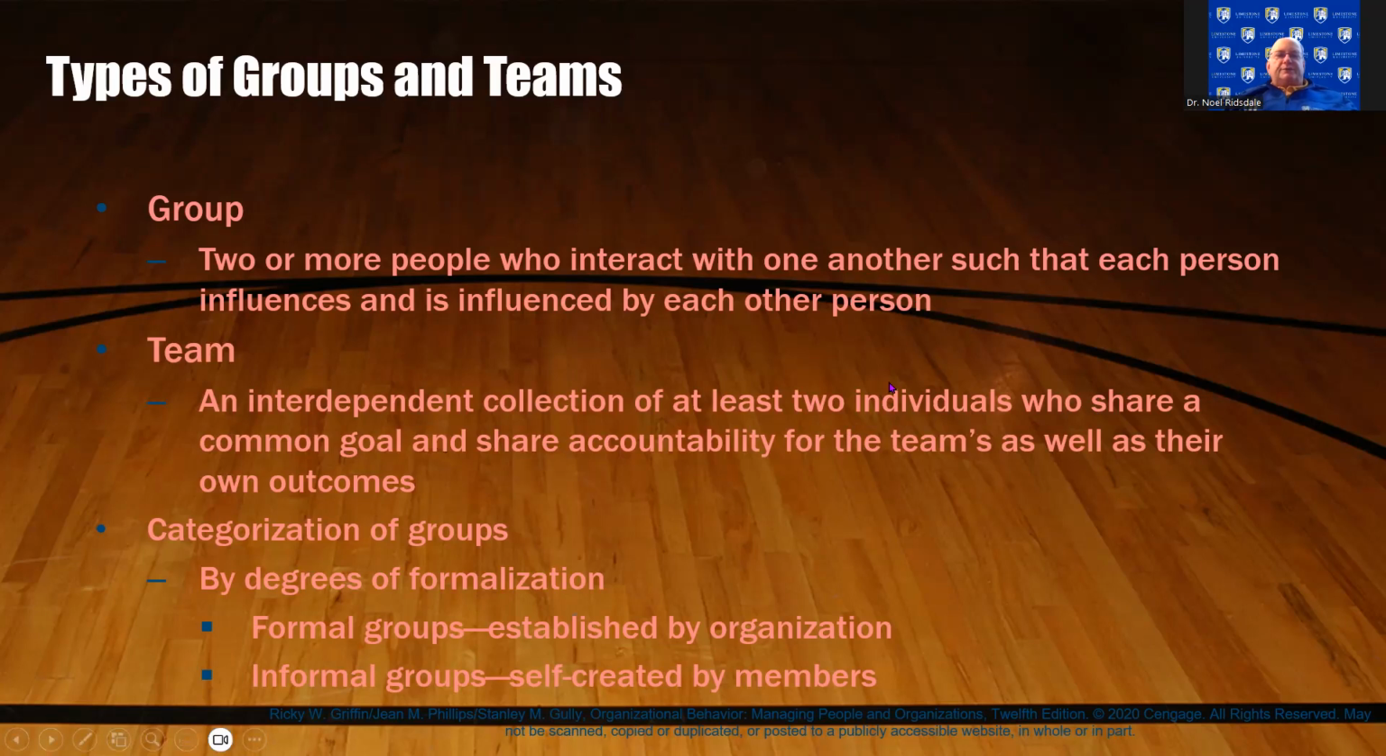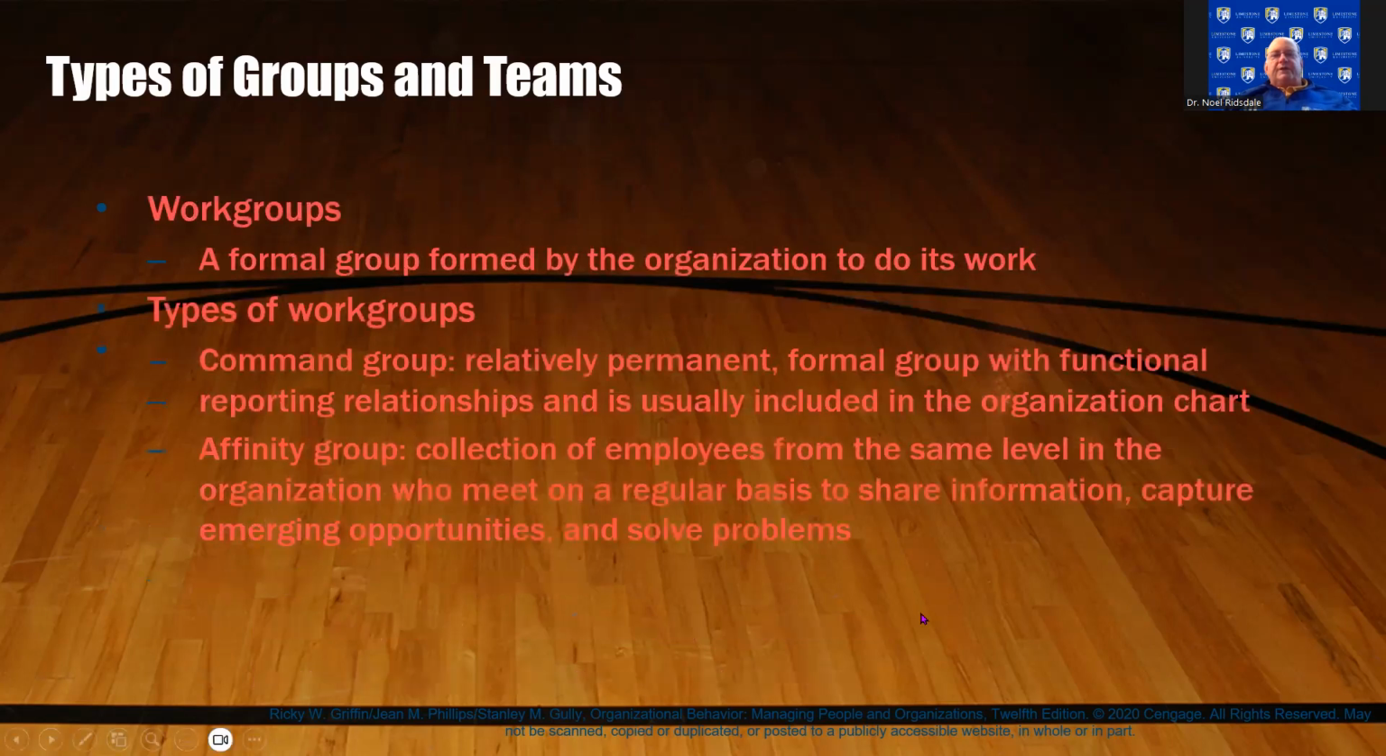So, categorization of groups. First of all, we have formal groups and informal groups. Formal groups are those that are set out by the organization. Informal groups are ones that we create amongst ourselves to get a job or task done. Work groups are formed by the organization to get work done. A work group might be put together as a project work group to work on a particular proposal, kind of like the matrix structure, where you bring a group of people together to work on something because they all have something to bring to the table.